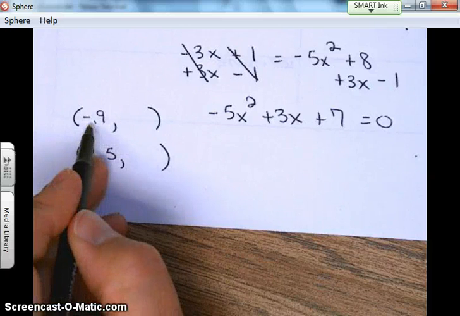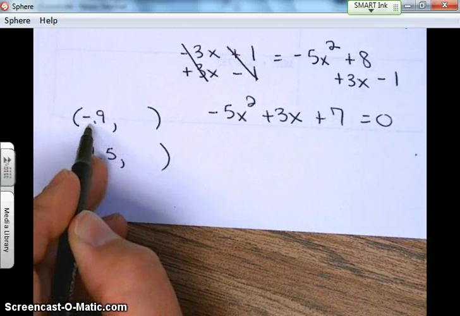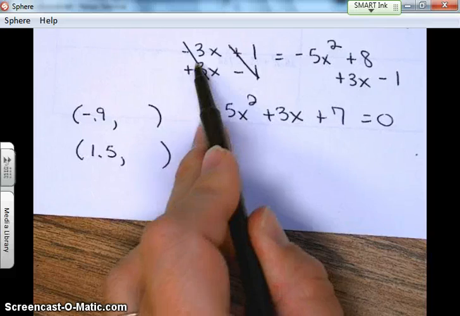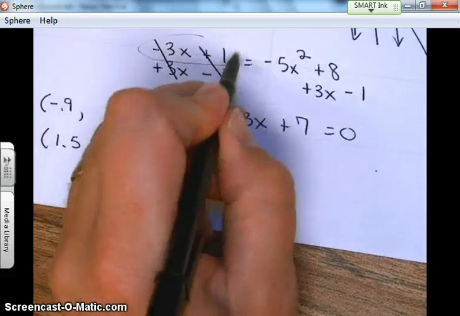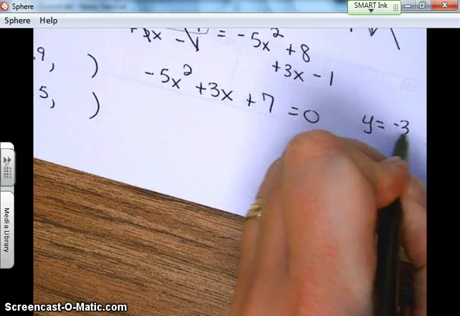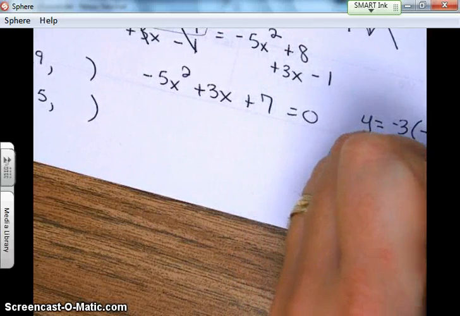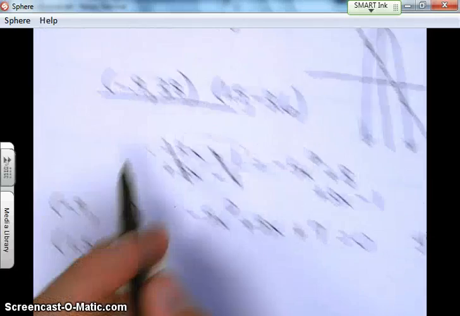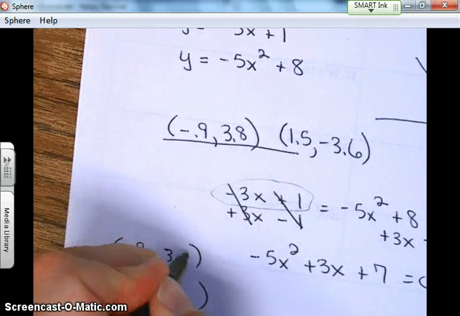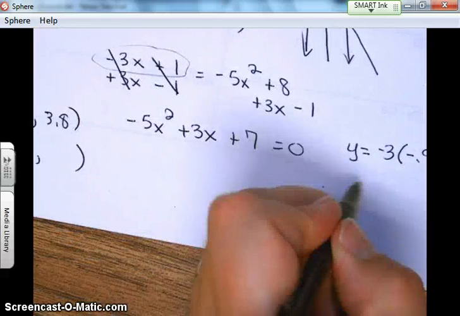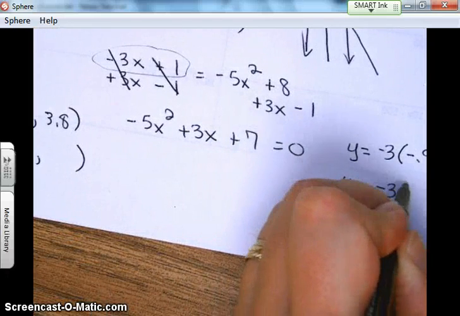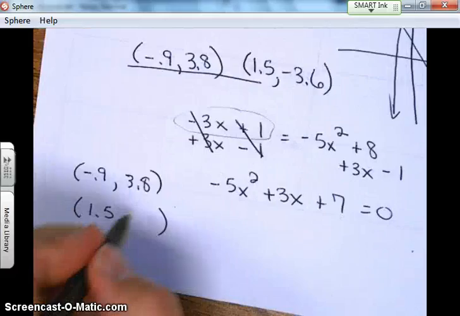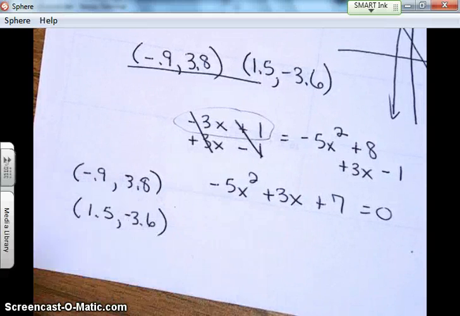Then we're going to take that value and plug it in to one of the two functions, either one, it doesn't matter, and get the y value. So I like to do the linear one. Okay, if you plug that in, you're going to get 3.8. Okay, if you plug 1.5 in, you should come out with negative 3.6. Make sure you show all your work on these problems.